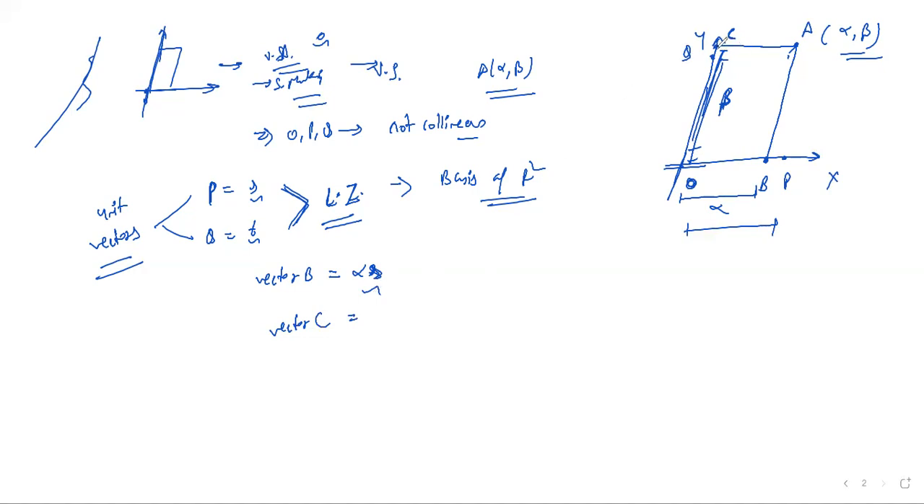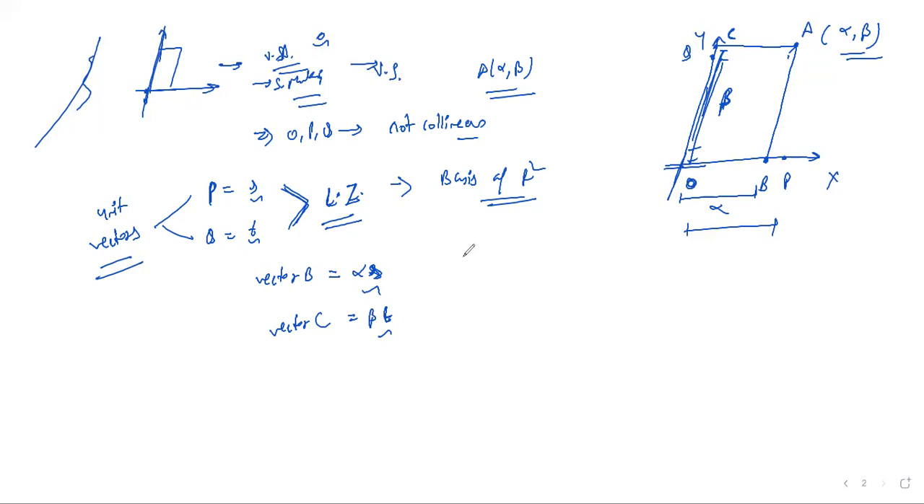And if I define the vector C, I get the C vector by multiplying the magnitude of OC by the unit vector which is in the direction of Q. This is my unit vector, in the direction of Q. So my vector C would be beta T.